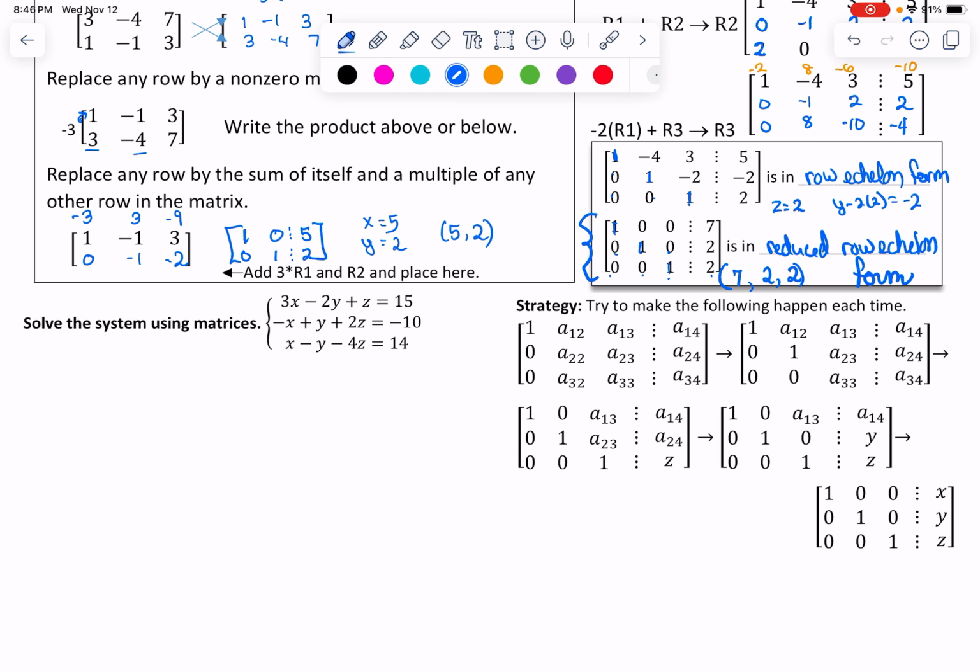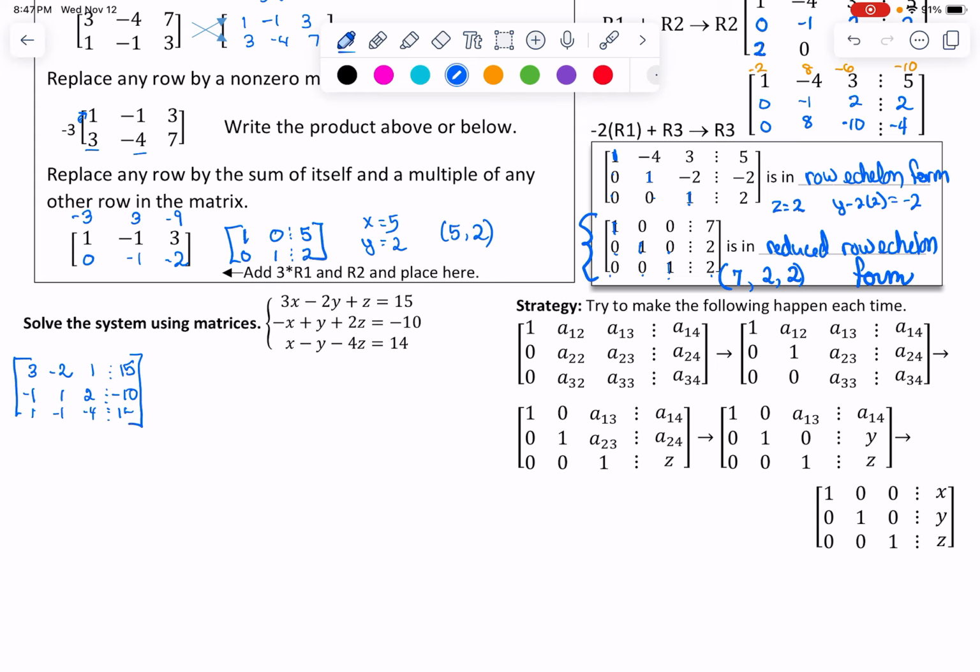So we're going to solve this system using matrices. And we do that once again by writing the augmented matrix first. So if we have 3 as the coefficient for x, and -2 for y, 1 for z, and 15 for our constant, and a -1, a +1, 2, and -10 for our second row, and 1, -1, -4, and 14 for our third row.